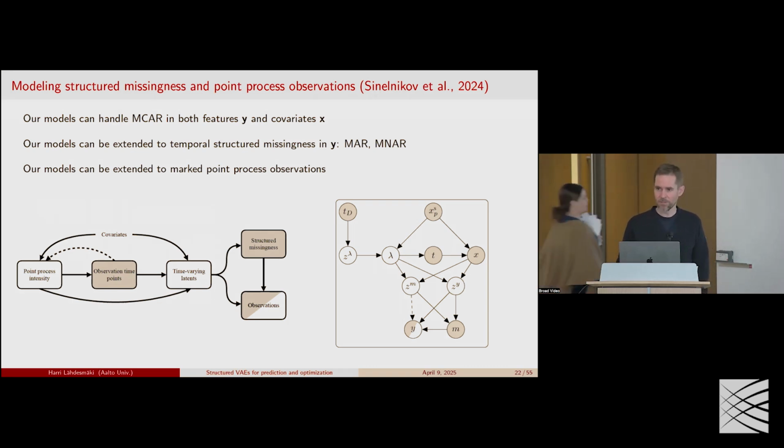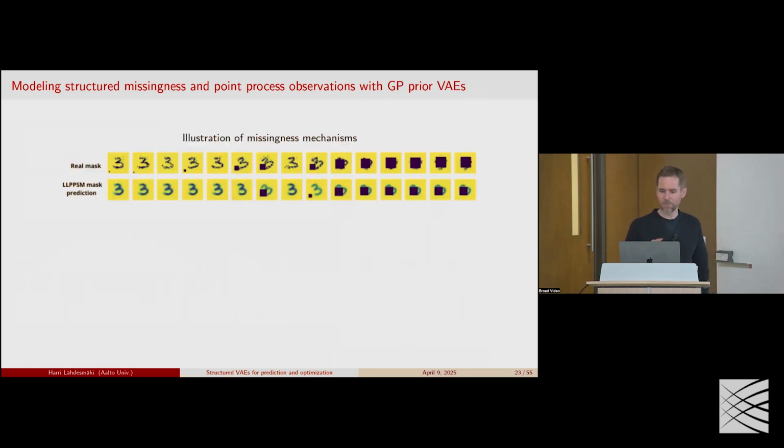And we can do that using non-homogeneous point processes or self-exciting Hawkes processes or whatever we want to use. And then that happens before the actual modeling of the high dimensional data. The plate diagram looks a little bit more complicated, but still sort of straightforward. I will not go into details of how these are implemented. I just want to illustrate what these models can do.